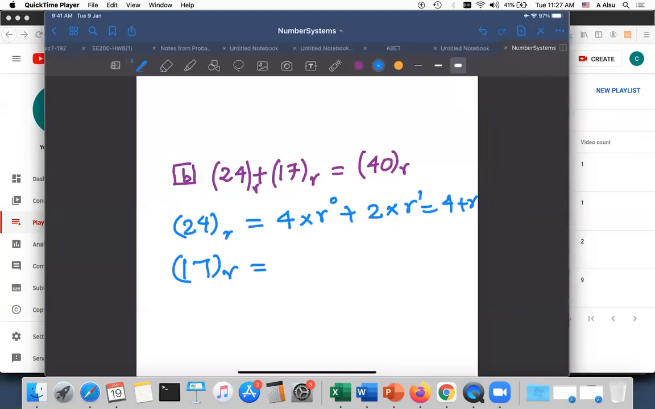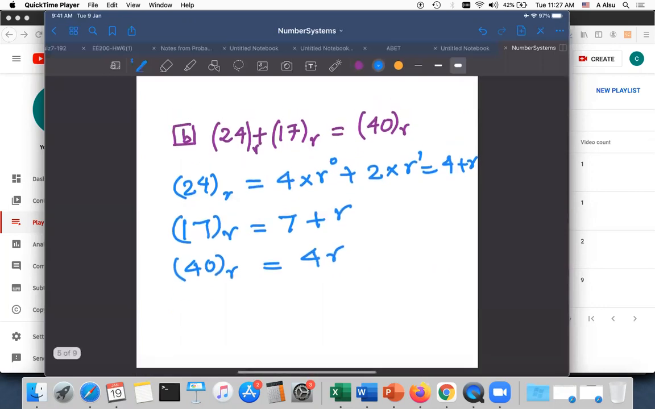7 times r to the 0, yes, 7 plus... We did it here, so we don't have to repeat the plus 1 times r to the power 1. Yes, excellent. Which is 7 plus r. So 4, 0 is 4r, right?